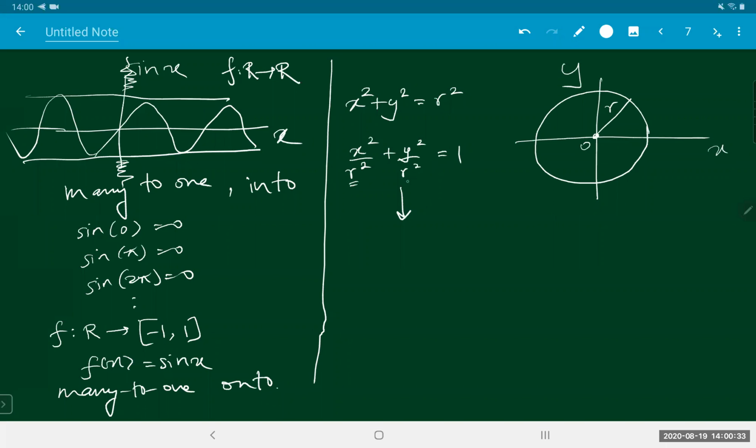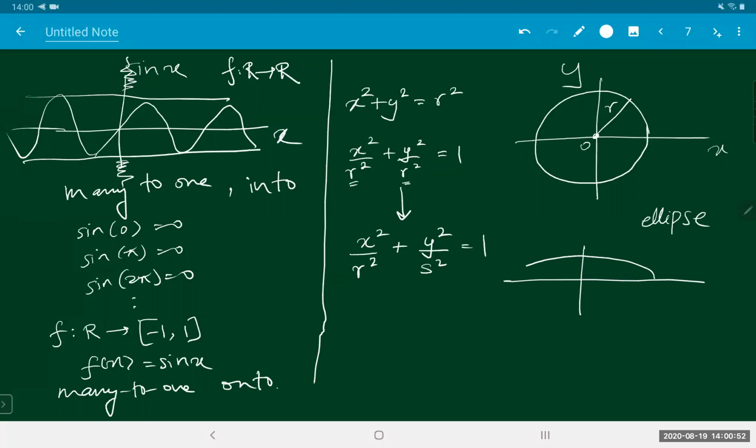Suppose these two r's are actually not the same, if they are different. So if I say x squared over r squared plus y squared over s squared equals 1, then this actually becomes an ellipse, where this is r and this is s. So that's the relation between a circle and an ellipse.